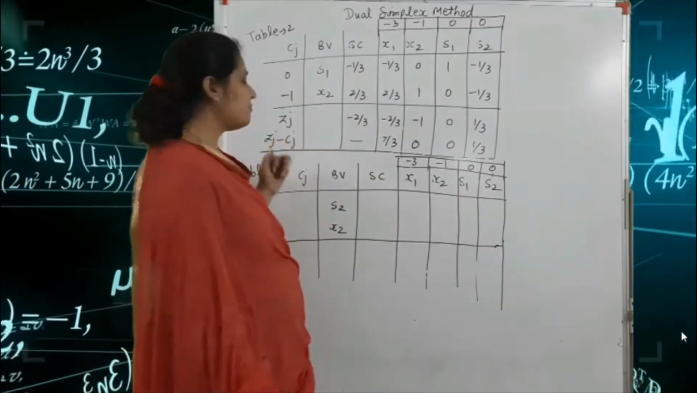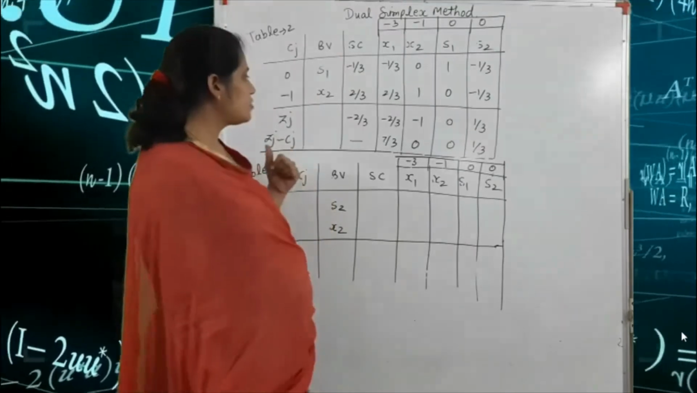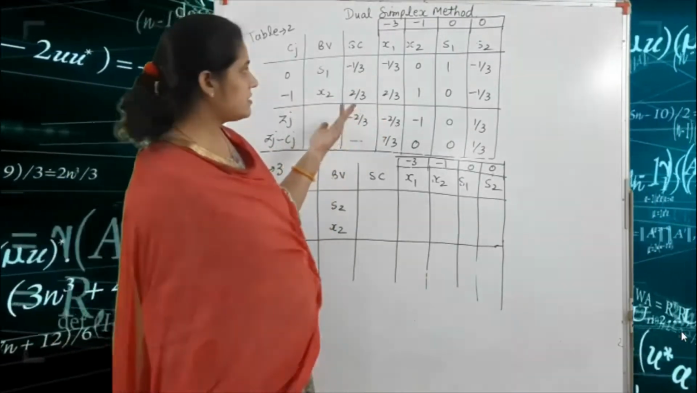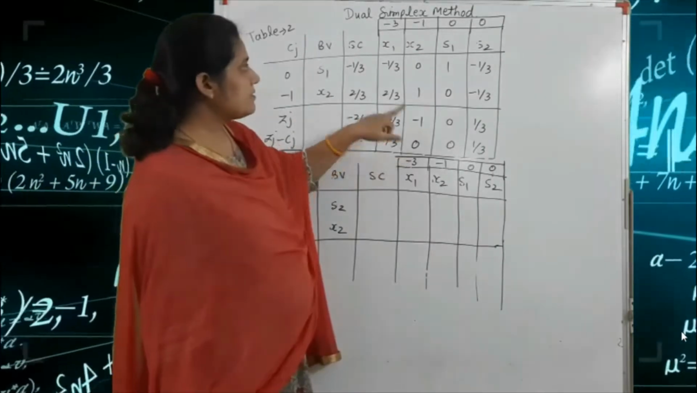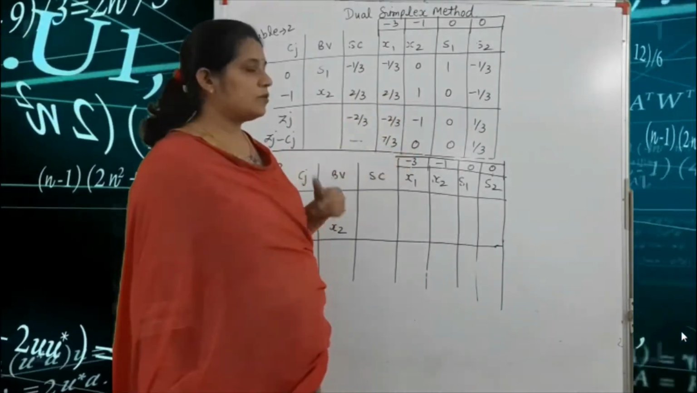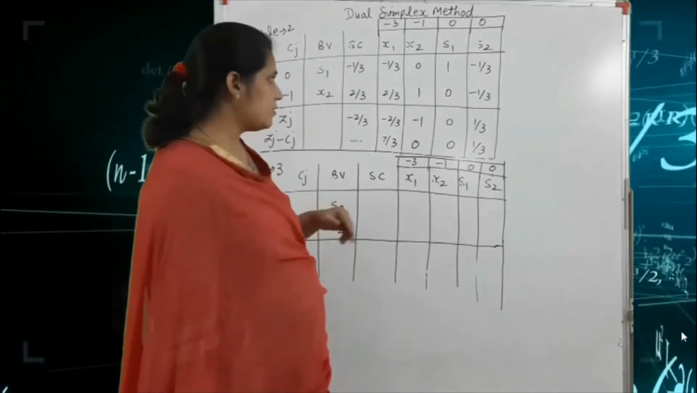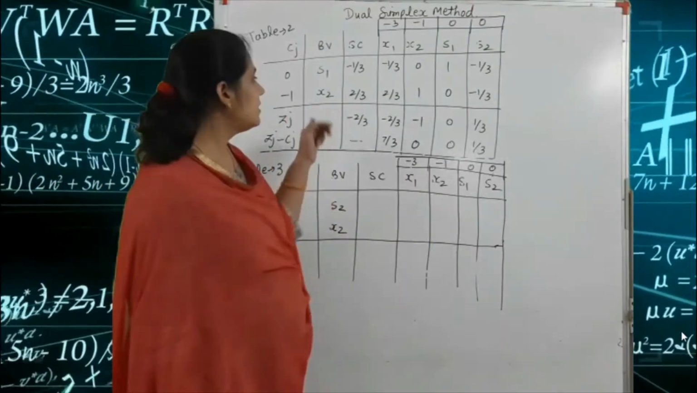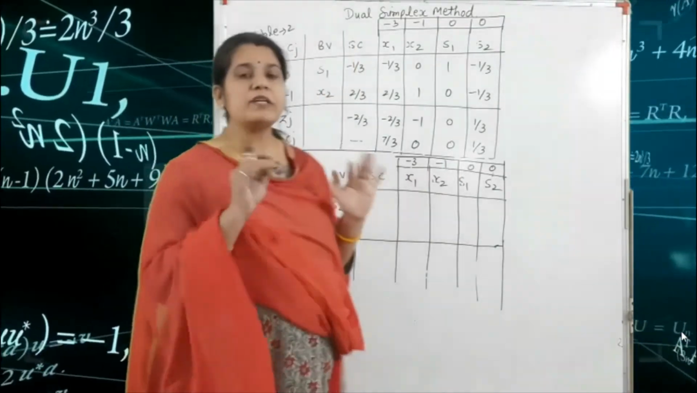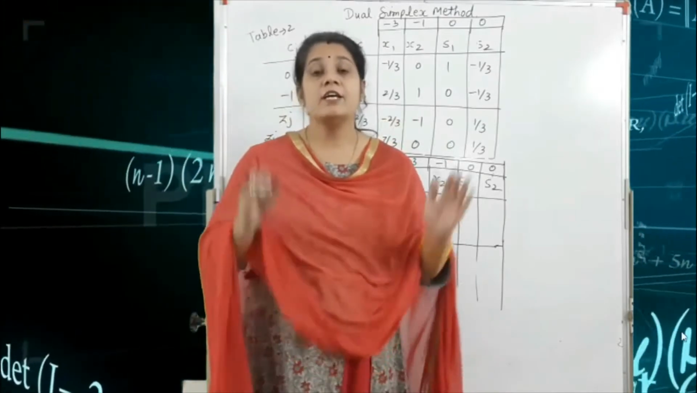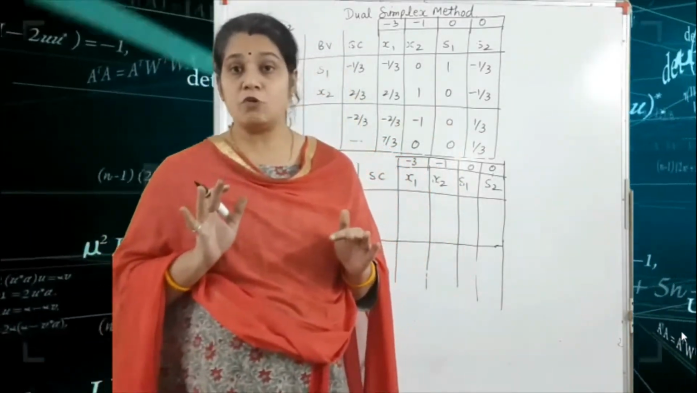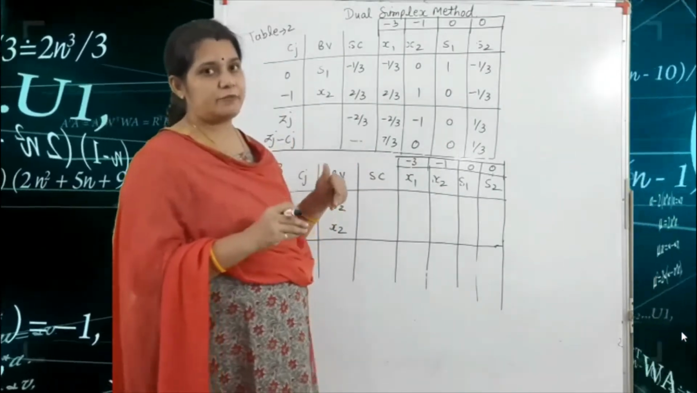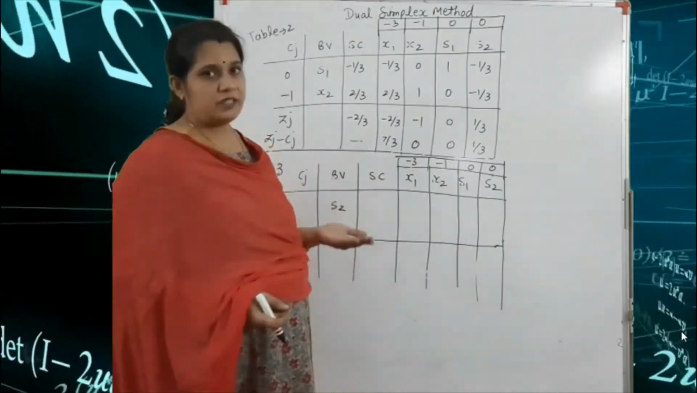Okay, after that we find the zj minus cj. So here we write the dash, minus 2 by 3 minus minus 3, so 7 by 3, minus 1 minus minus 1 that means 0, 0 minus 0 that means 0, and 1 by 3 minus 0 that means 1 by 3. So again you check here in the solution constant: if every value is in the positive sign, your iteration is completed.